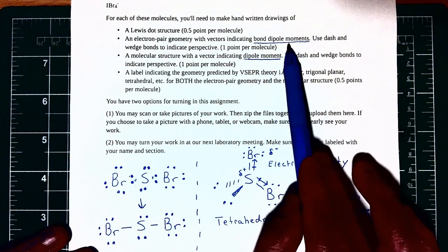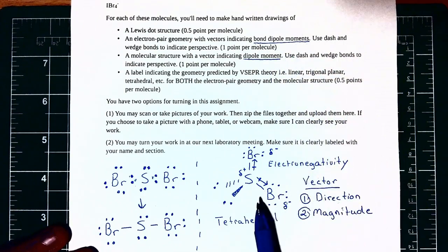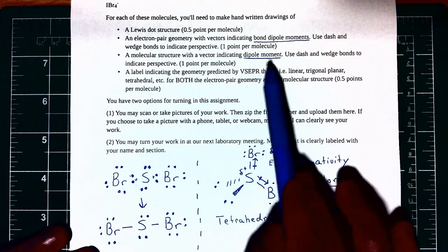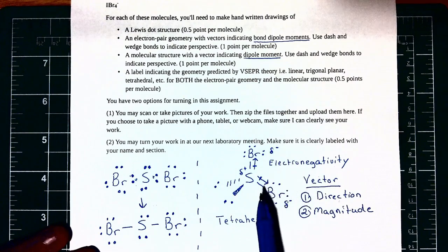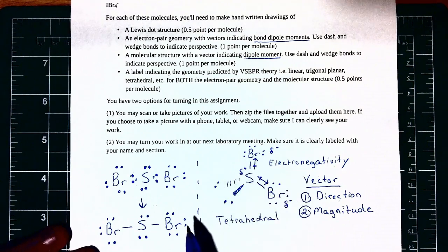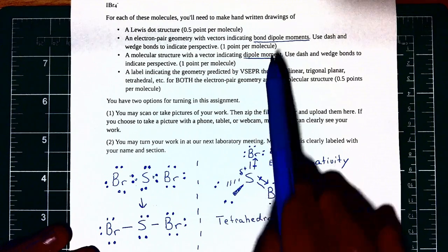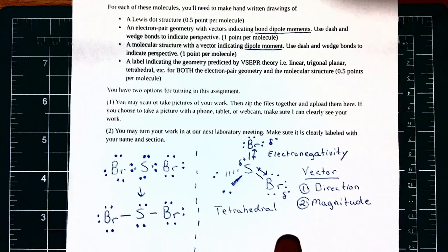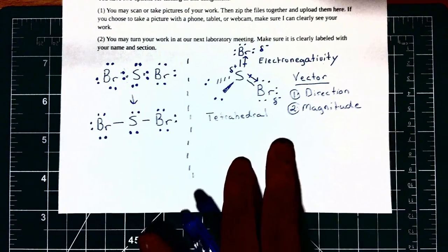Okay, while the bond dipole moment gave us some information about what was happening within this molecule, the dipole moment is going to give us an indication of how this molecule is going to interact with other molecules. So this is what we would call intramolecular interactions, and this is going to give us an indication of intermolecular interactions between two molecules.